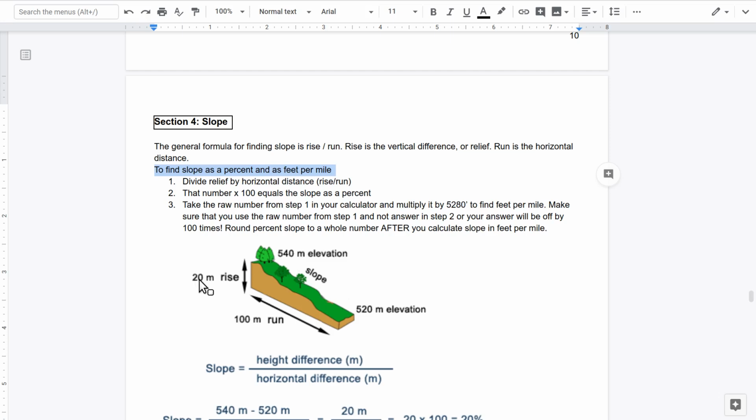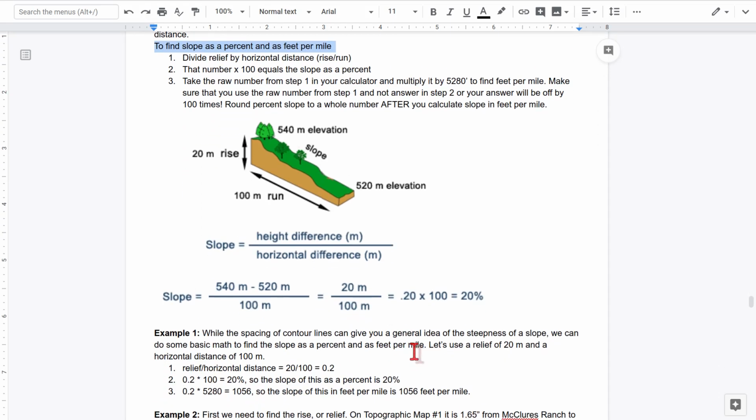distance. In this case, the relief is 20 meters. The horizontal distance is 100 meters. So the slope would be 0.2, which is the decimal equivalent of 20%. So to find the slope, you divide the relief by the horizontal distance, and then multiply that by 100 to get the percent slope.